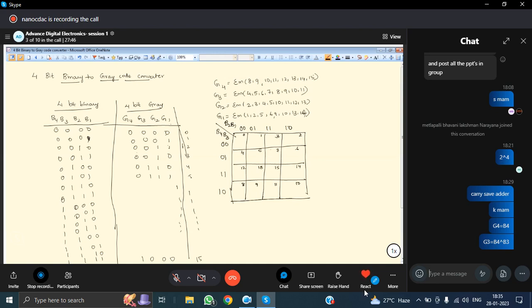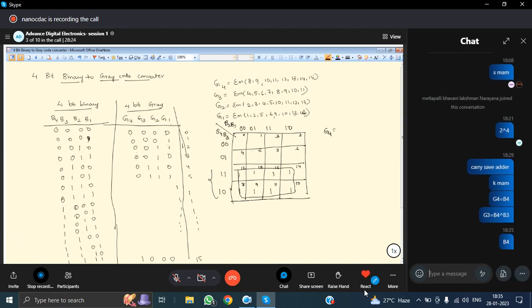Okay, so here if you see G4, for G4, if you are taking G4, let's plot it first. 8, 9, 10, 11, 12, 13, 14, 15. So if you are plotting for this one, what will be your equation? You tell me. What will be your equation? G4 will be equal to what? What is common among these two? This is B4 B3, right. B4. G4 will be equal to B4.